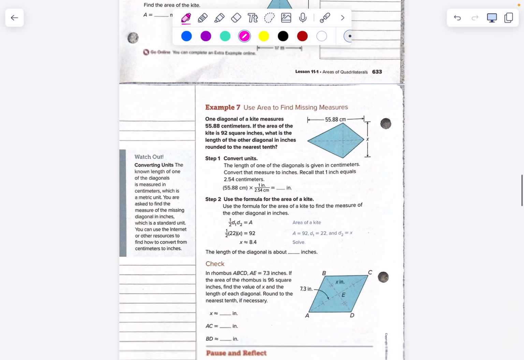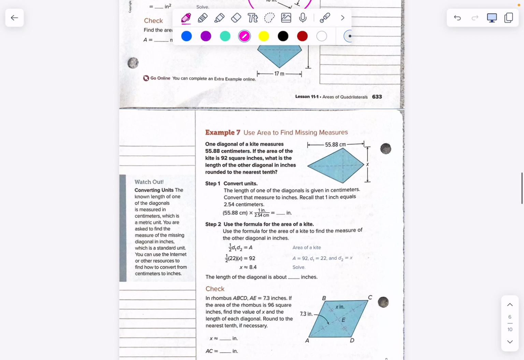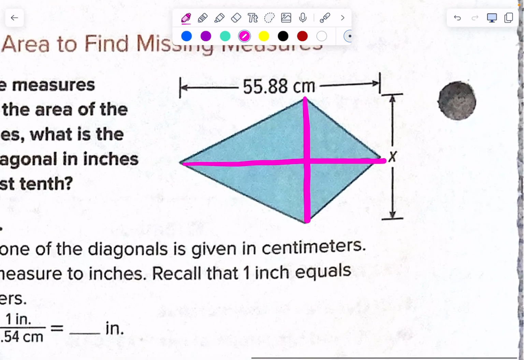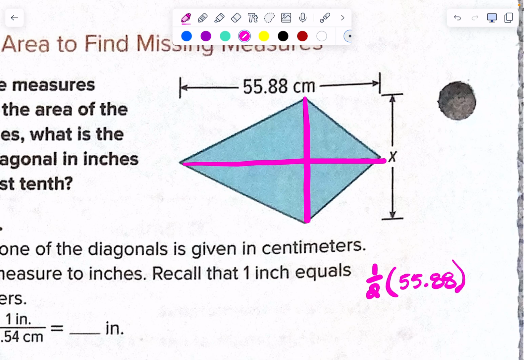Is this the last one? Yeah, example 7. All right, this one's a little bit of a doozy. One diagonal is 55.88. So this distance is 55.88. We do not know how long the other one is, but we know that the area is 92. They want us to find that other diagonal. So let's talk about the area of a kite. We take 1/2 times one diagonal times the other diagonal, which is called x. And that's equal to how much? How much do they say the area is? 92. Okay, 1/2 diagonal 1 times diagonal 2.